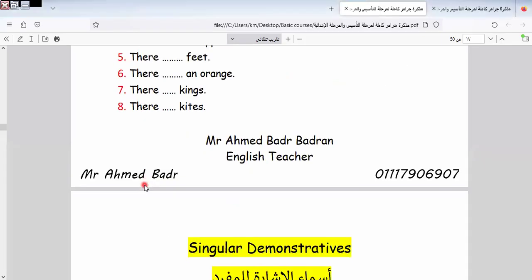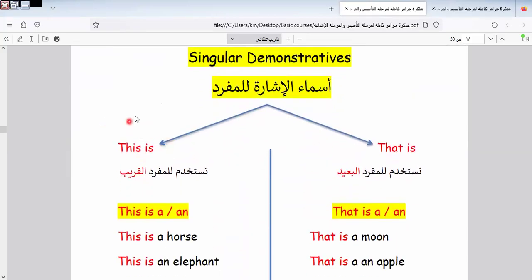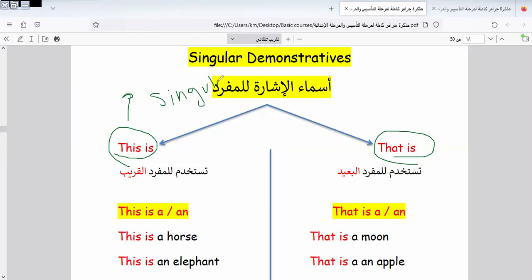Here is called singular demonstrative pronouns. I think all of us know demonstrative pronouns, and we talked about them during the term. Okay, here we use this is and that is, and we know when we use this is and that is. This is, we use it for singular near. Repeat after me: for singular near. It means I see the book in front of me or near me. So I say this is a book. The book is near me. So I say this is a book. This is for singular near. Okay. When we use that is, we use that is with singular far.